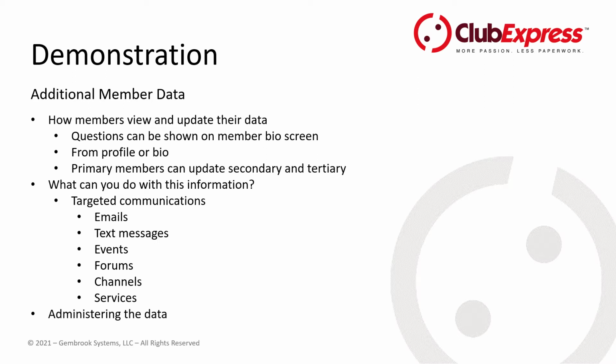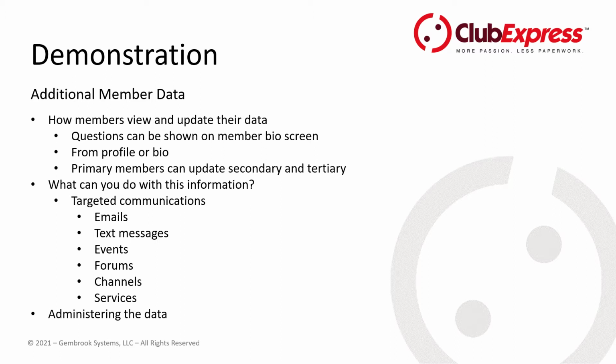We'll talk a little bit about what you can do with the information. Well, one of the ways that's really very useful is in targeted communications. Say you could configure an email so that it goes out only to people that answered a specific question with a specific answer. And similarly, you could do the same thing for text messages, events. You could set up forums for people that have answered an additional data question with a particular answer. And there are mobile channels. And for those of you who are using Village to Village Network, you can also set up services that way.